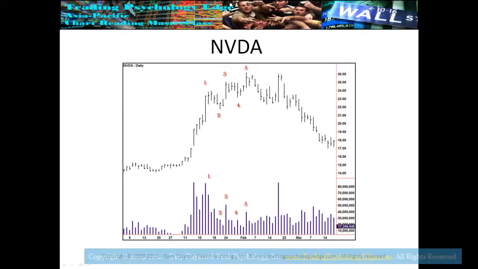Okay, here's NVIDIA. This is kind of an interesting chart. I like this chart. When we look here, two things should be jumping out at you. Well, first we're in an uptrend, right? We know that. We're making higher highs, higher low, higher high, higher low, higher high.